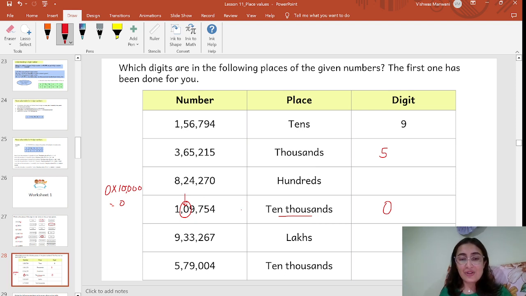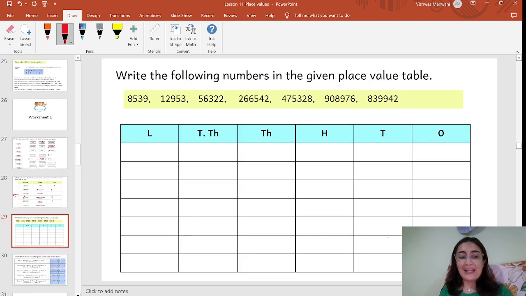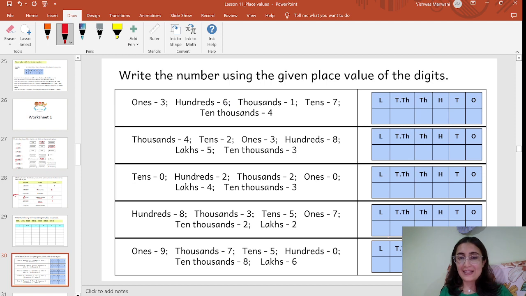Now, let's do one more question before we move forward. Here it is asking us to write the digit at the lakhs place. So, ones, tens, hundreds, thousands, 10,000s and lakhs. So, my digit at the lakhs place is 9. Okay, let's continue with our other exercises.